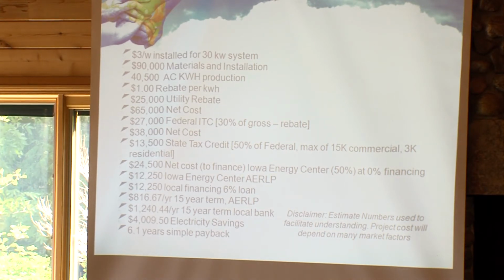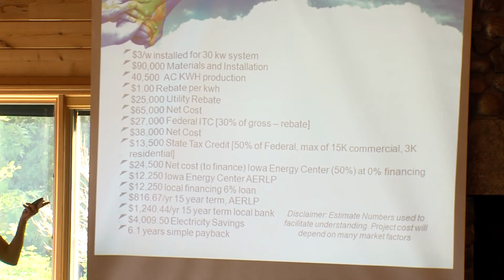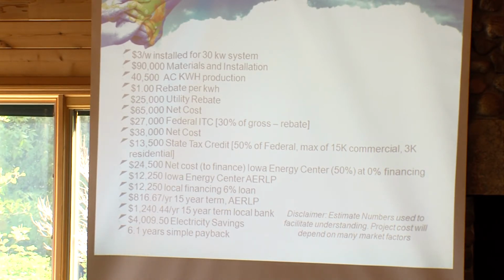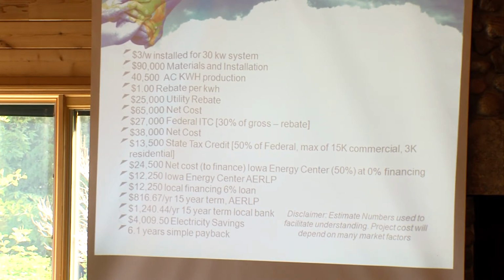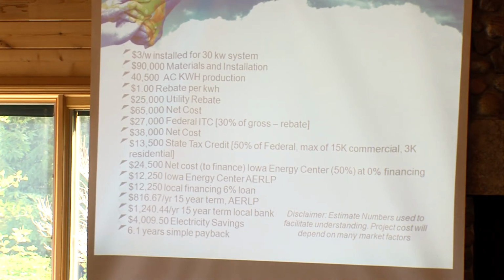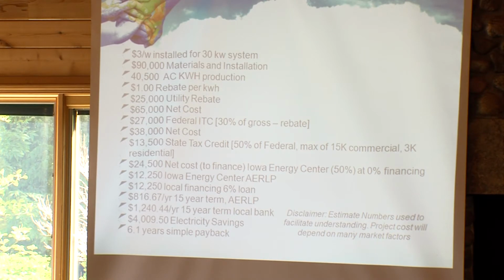So let me just go through this really quickly. Using the example of $3 per watt installed, a 30 kilowatt system. That's a $90,000 materials and installation cost. You're producing about 40,000 kilowatt hour production. I'm not sure what a typical church facility demand is, but for, say, a mid-sized commercial building, that's a significant offset. It's somewhere in the range of 40% or 50% of their overall electrical demand.